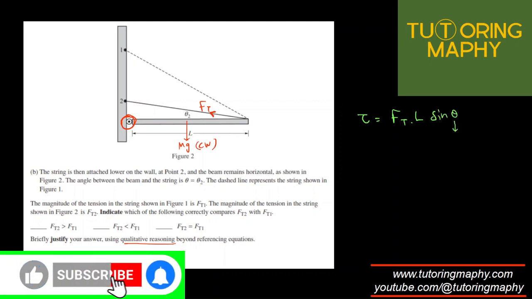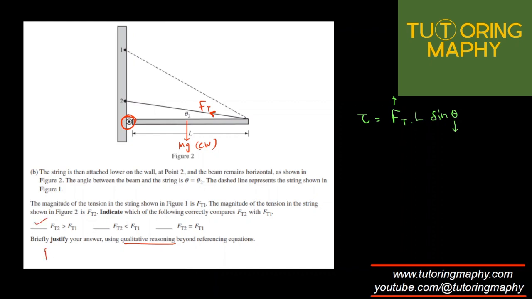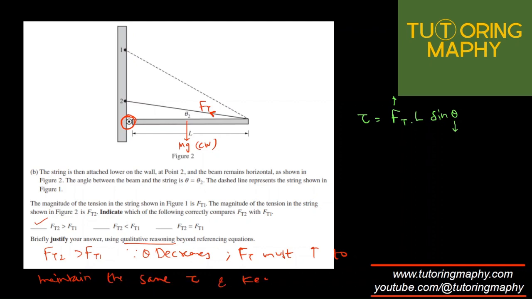So now we can clearly see that if the theta is decreased and the same torque needs to be maintained, Ft has to increase. So we are going to say that Ft2 is going to be greater than Ft1, since when the angle theta decreases, Ft must increase to maintain the same torque and keep the system in equilibrium. That's what we're going to say.